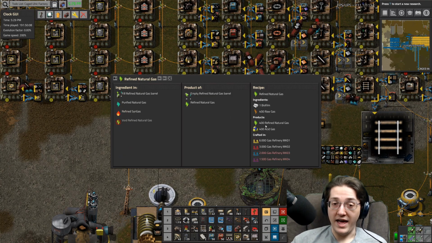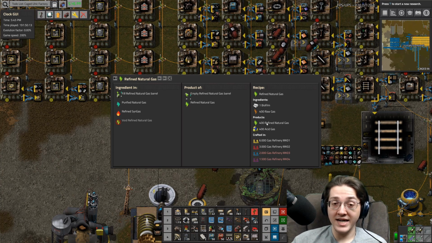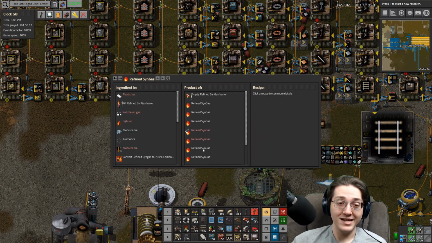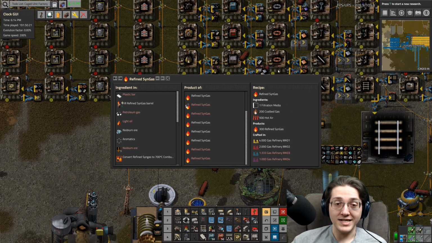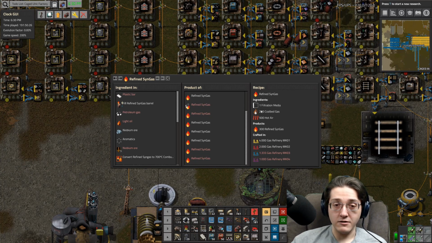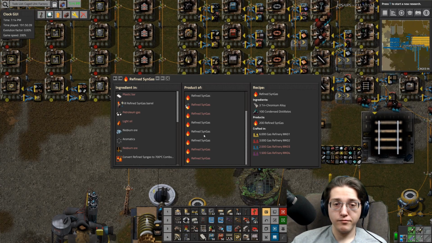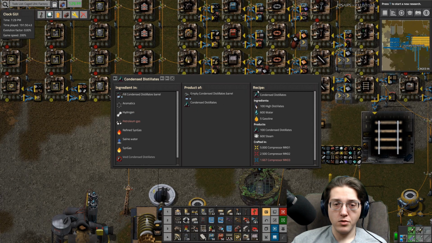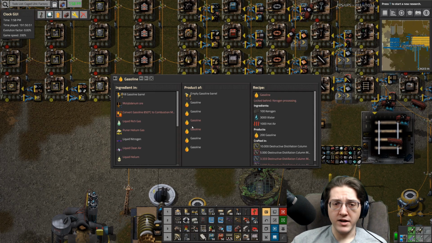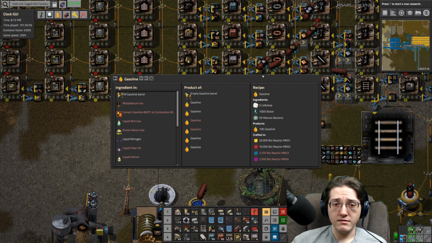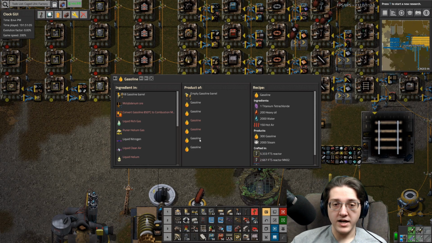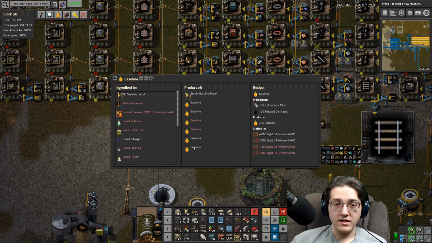No. Pay very close attention. This says refined natural gas. We do not want refined natural gas. We could do this to get refined syngas, the coal bed gas processing. Right. I was also tempted by this, especially because, hey, look, it's biotic gasoline. Biotic gasoline exists at this point.